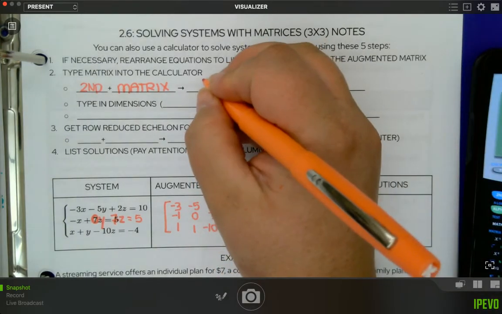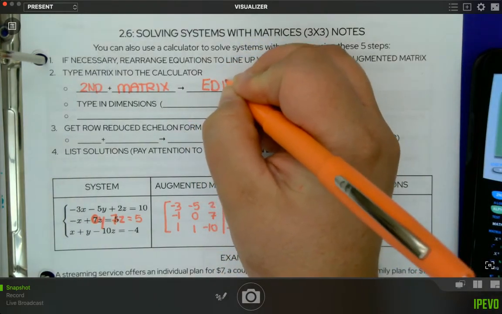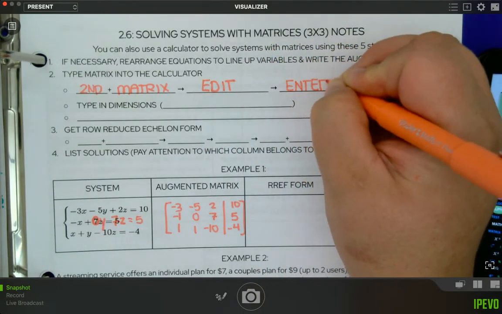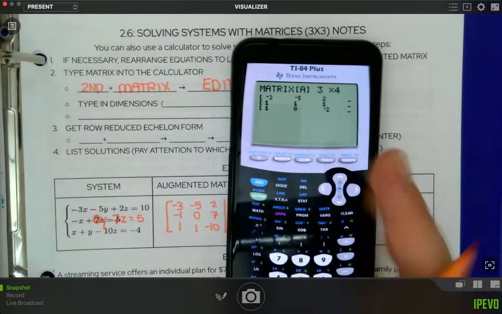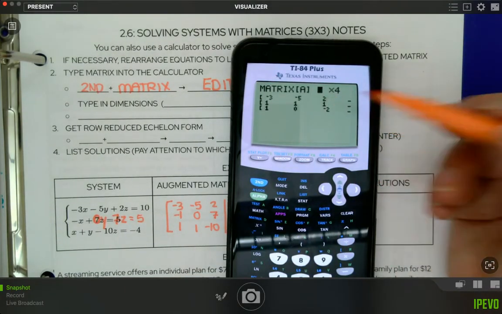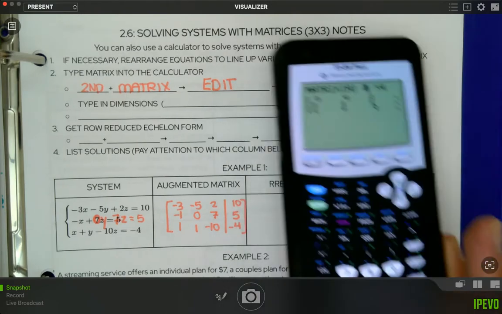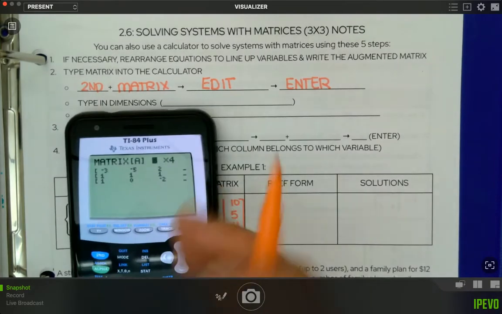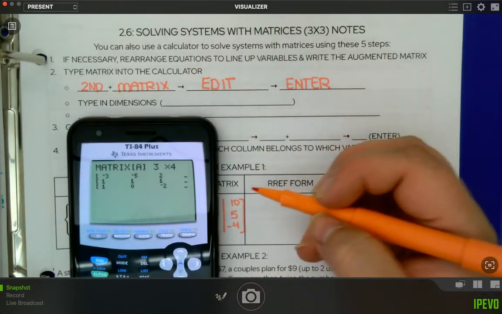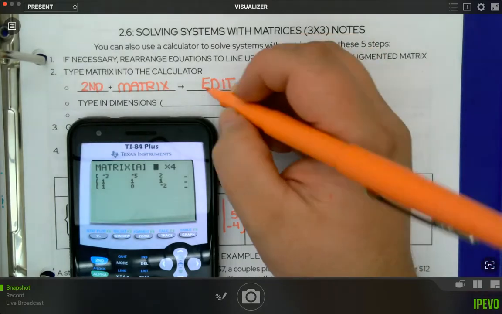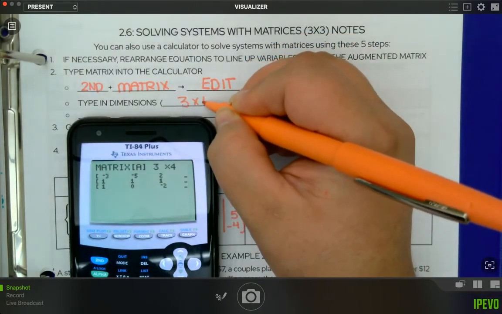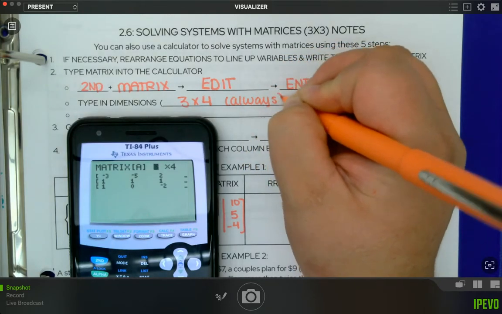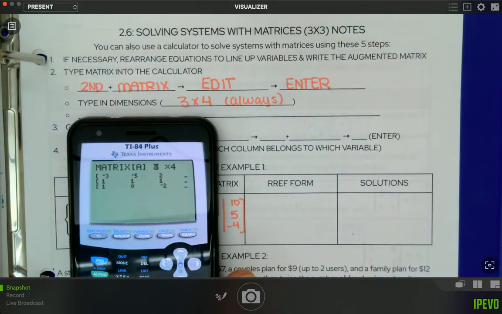Okay, so now we're going over to edit, and then we're going to hit enter. I'm just always going to edit matrix A. There were more options, but you don't need all of them. Then we have to tell it how big our matrix is. Because it's a 3x4 system with an extra column for the answers, our matrices are always going to be 3x4. Always. I'm not going to change that on you.